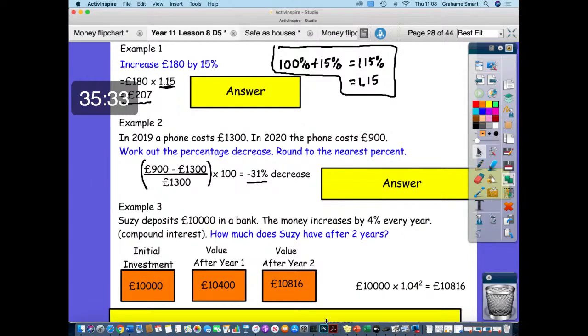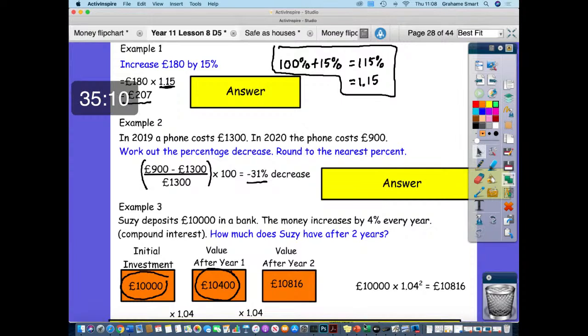I've said, okay, initial investment, you can see here I've put as £10,000. And the value after year one, so that £10,000 is invested, it goes up by 4%. So at the end of year one, we're going to have £10,400. Now you could easily work that one out in your head. You could work out 4% of 10,000 in your head probably. But how did I do it? Well, I multiplied it by 1.04. But where did this 1.04 come from?